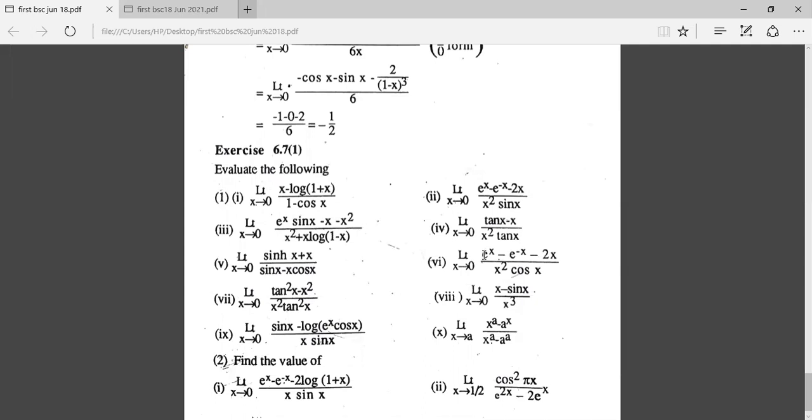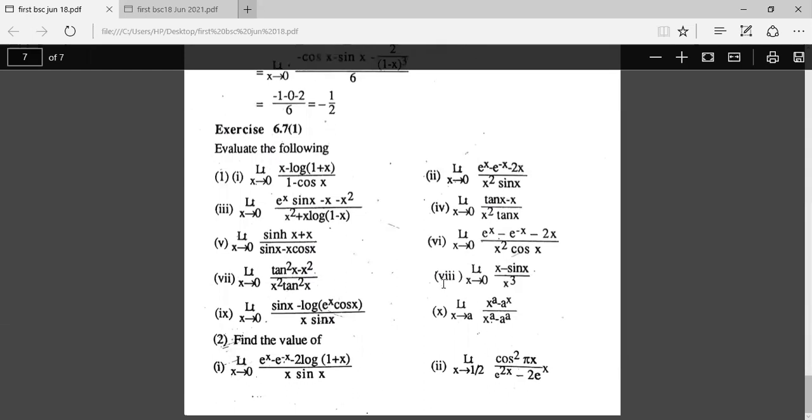It will be simpler. So here, in the third problem, again it is of 0 by 0 form. Only thing is, you have to differentiate this further. Next, tan x minus x. Again, here you have to divide by x, tan x by x, and make it x cube. And then use tan x by x as x tends to 0 is 1, and then differentiate further, you will get the final answer. So you try all these problems.